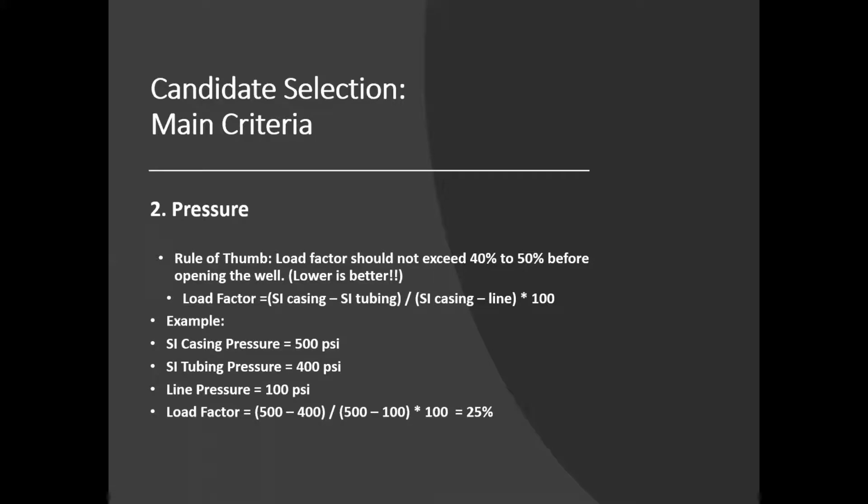So we're getting into pressures. Rule of thumb, we talked about this earlier: the load factor should not exceed 40 to 50% before opening the well, so lower is better. To find our load factor, we look at shut-in casing minus shut-in tubing, divided by shut-in casing minus our line, times 100. I'm not going to go through it again, but we are at 25%, which is less than 40. So we'll be able to lift the plunger and the fluid to surface efficiently.